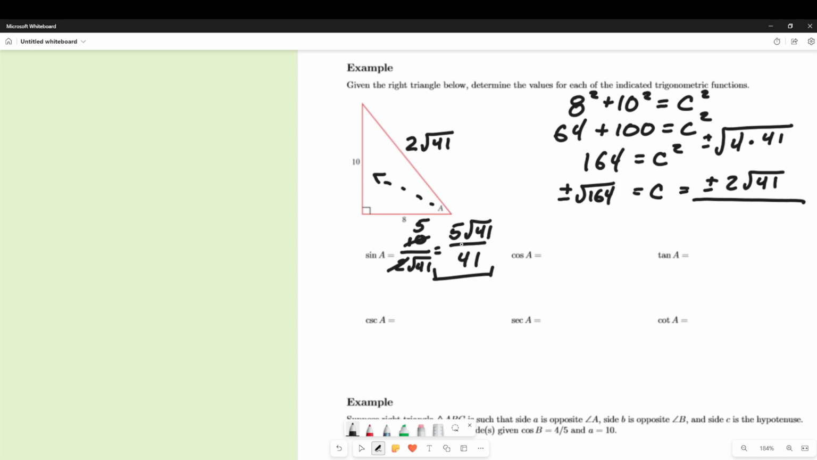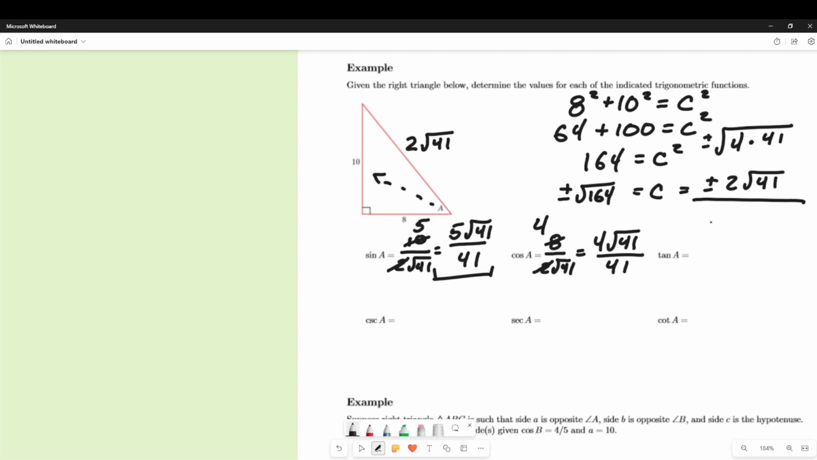So cosine of A is going to be 8 over 2 square root of 41. And again, clean that up and then rationalize it. If you need a review on rationalizing fractions, either go off and find one or let me know and I can throw one out.